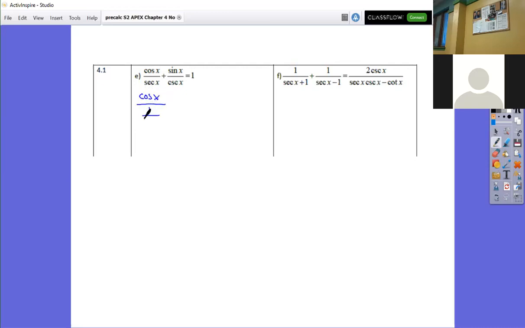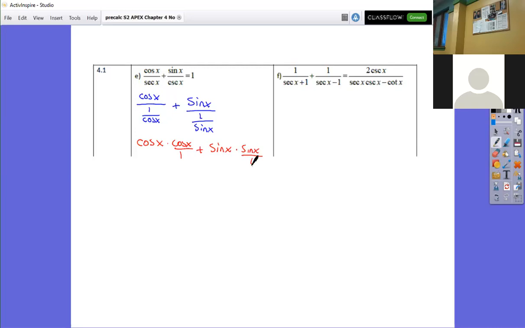One over cosine of x plus sine of x. What is cosecant of x? Good, 1 over sine of x. But we never divide by a fraction. What do we do instead? Multiply by the reciprocal. So it's going to become cosine of x times cosine of x over 1 plus sine of x times sine of x over 1.